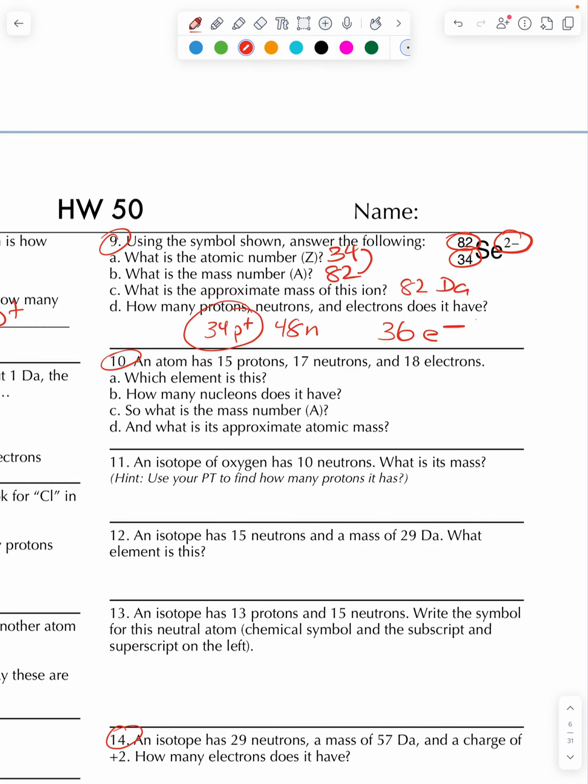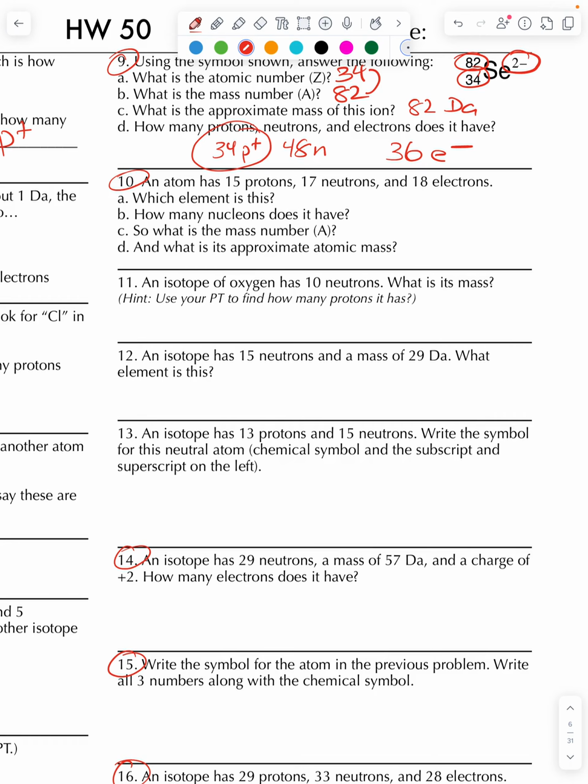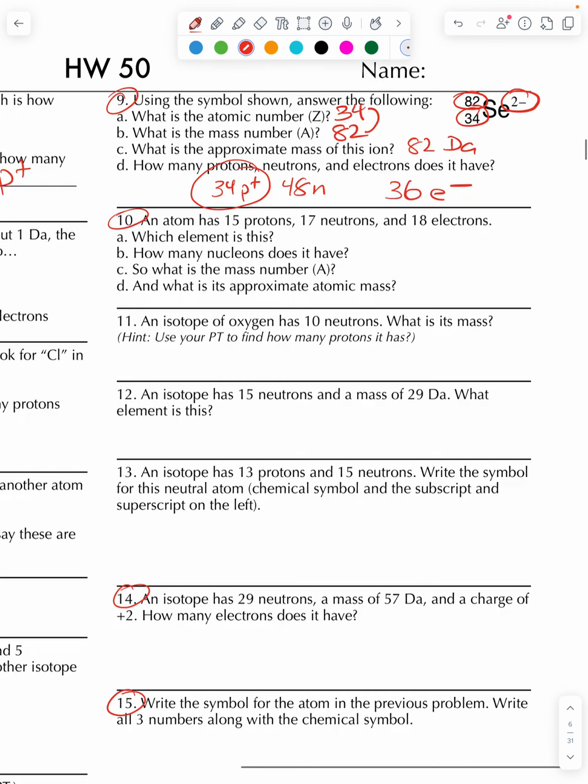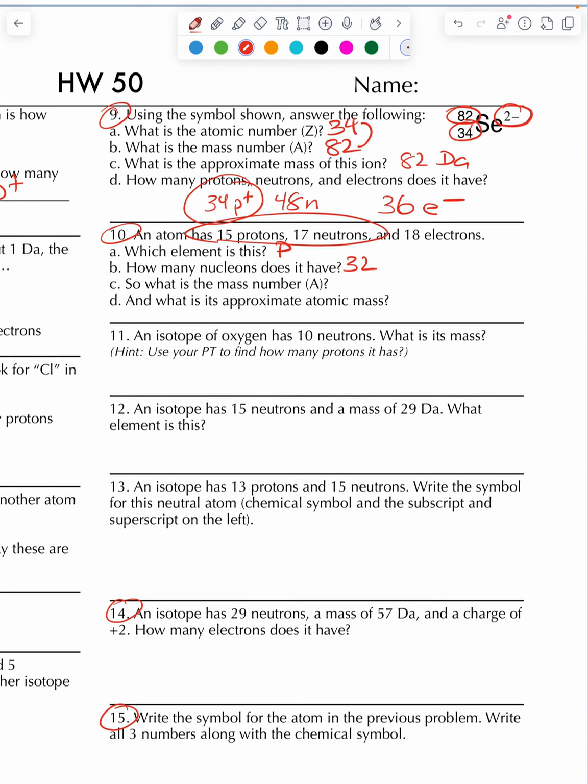Number 10. An atom has 15 protons, 17 neutrons, and 18 electrons. Which element is this? Well, who cares about the neutrons and electrons? It's the element that has 15 protons. If you look in your periodic table, it's the one after silicon, which is phosphorus. So this is phosphorus. How many nucleons does it have? That's protons plus neutrons, 32. What is its mass number? 32. What's its approximate mass? 32 Daltons.